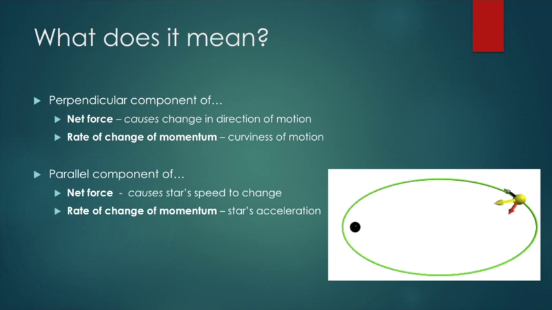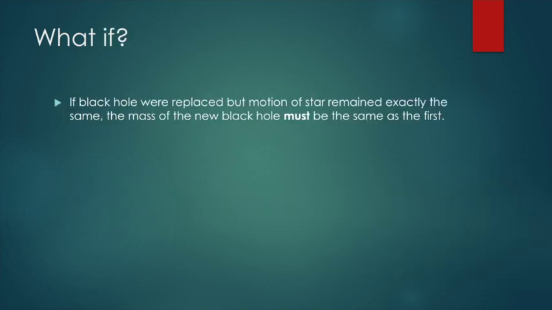Similarly, the parallel component of net force causes the speed of the star to change. The parallel component of the rate of change of momentum is the rate at which the star's speed changes, or its acceleration. It is strongest in the flat parts of the ellipse of the orbit, as the star moves toward the black hole or away from it. The factors that affect the magnitude of gravitational force are Newton's gravitational constant G, the masses of the two objects in question, and the distance between these two objects.